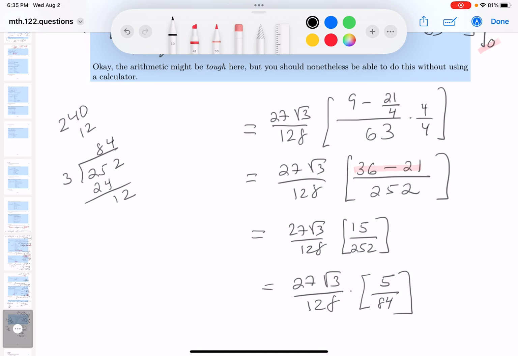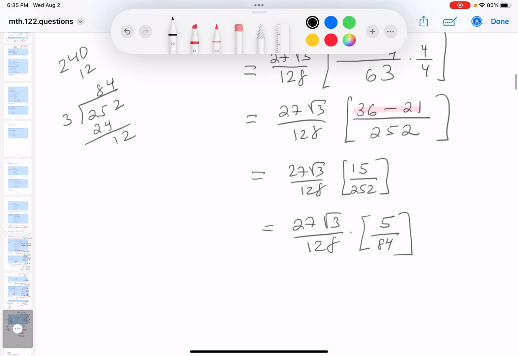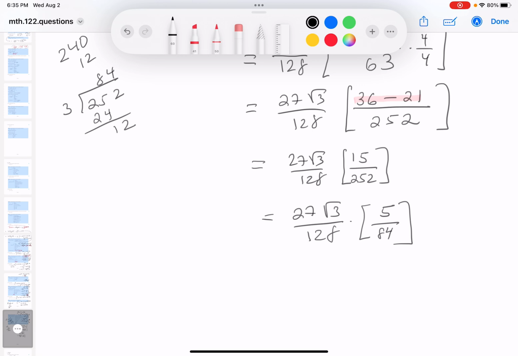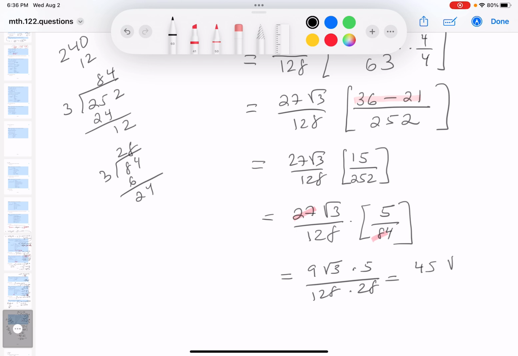Well, you know what? I noticed something interesting about 84. It's also divisible by 3, and so is 27. Let me go through that with you. So again, these two numbers here are divisible by 3. 3 goes into 27 9 times. 3 goes into 84 28 times. All right, the top's easy. There's not much I can do about that. By the way, I don't see any more reductions. You get 45 root 3.